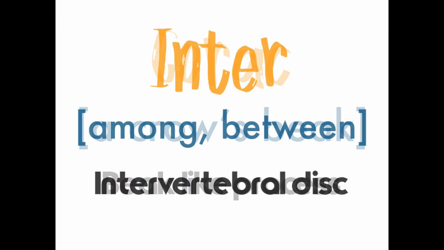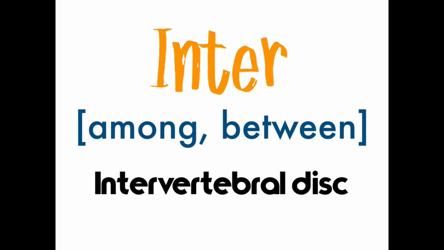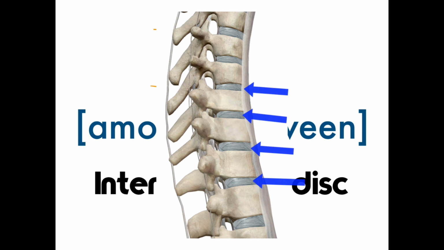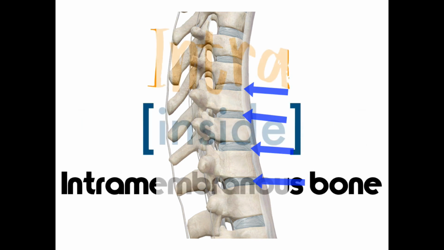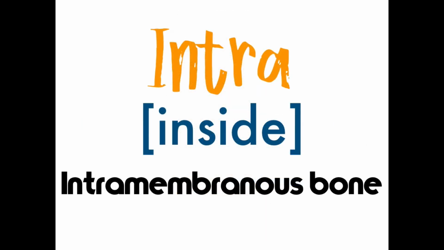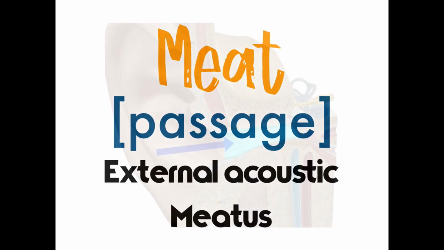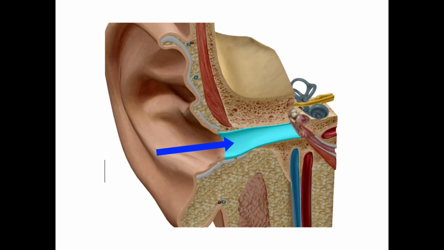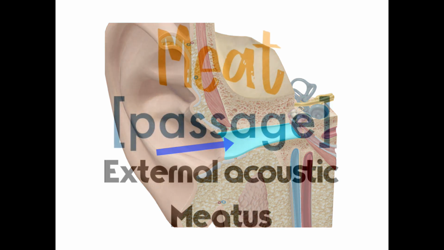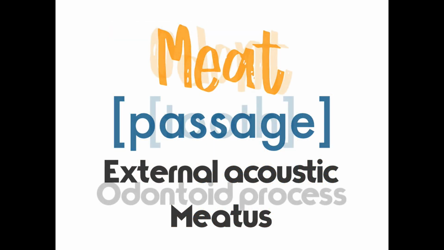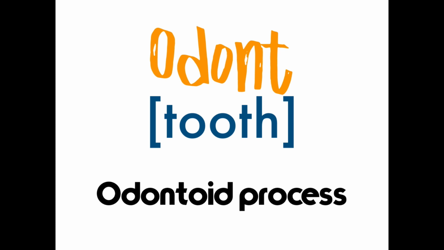Coracoid. And then inter, which is between or among, like your intervertebral discs. So in between something, anytime you see that prefix. And intra means to be inside of something, like an intramembranous bone. So inter, in between, intra, inside. And then you have meat, which means a passage, like external acoustic meatus. So this is a passage into something else. And then you have odont, think orthodontist, referring to tooth.